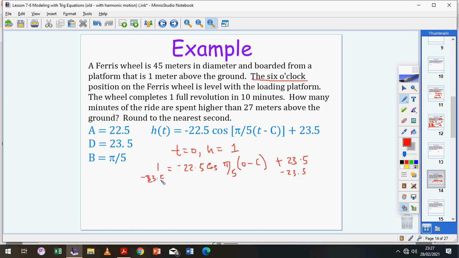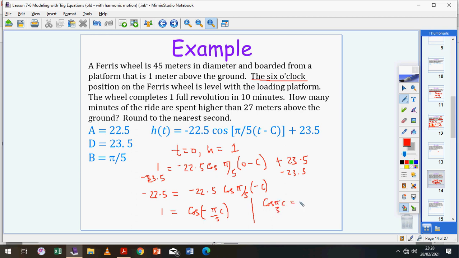So on the left I'll have negative 22.5 equals negative 22.5 cosine pi over 5 times negative C. Negative 22.5, negative 22.5, that divides out and I end up with 1 is equal to cosine negative pi over 5 times C, but you know cosine is an even function. This is the same thing as cosine pi over 5C is equal to 1.